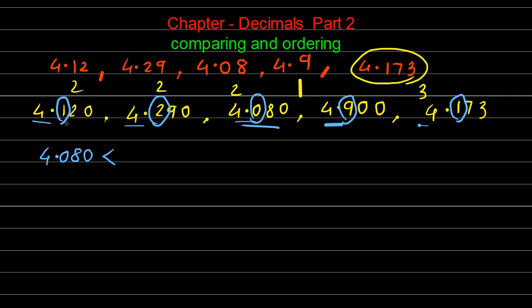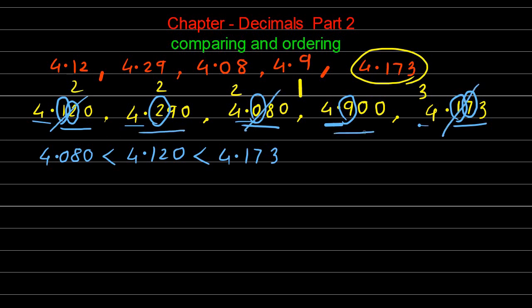Then for the next one, we have two decimals which have 1 in their 10th position. So let's check the next position, that is the 100th position, which has 2 here and 7 here. So naturally 4.120 becomes the smaller one and the next is 4.173. So we are done with these two decimals. What is remaining? These two. Check their 10th position. 4.290 has 2 in its 10th position while here it is 9. So obviously the smaller one is 4.290 and the largest decimal here is 4.900.